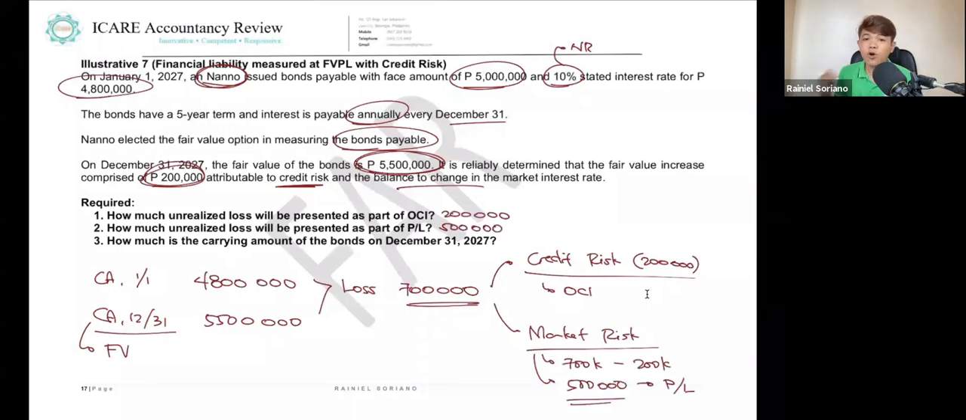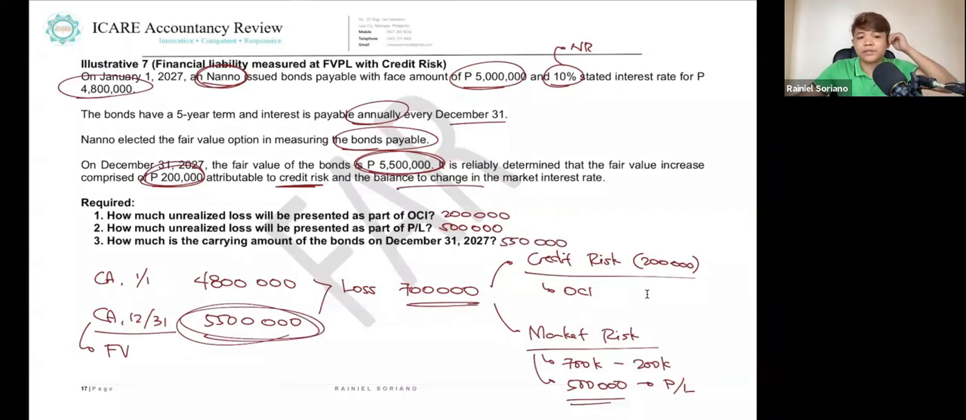And number 3, how much is the carrying amount of the bonds on December 31, 2027? Hopefully that is equal to the fair value, no? That's equal to 550,000 pesos. Okay? Yung lang, 5.5 million pesos. So that's illustrative problem number 7 and that's the fair value option of measuring bonds payable.